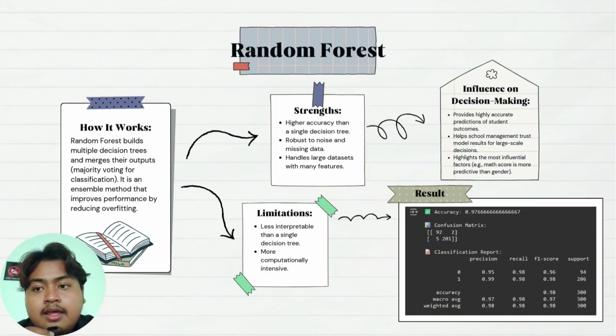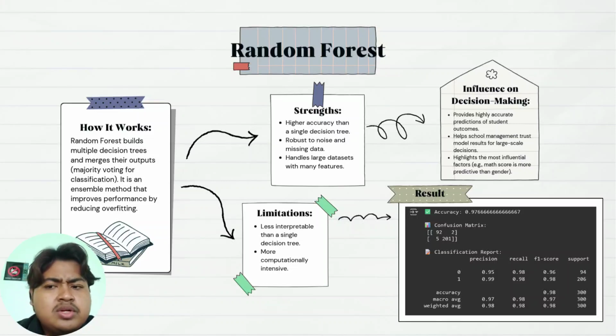However, the downside is that if the tree becomes too complex, it can start making errors on new or unseen data. Random forest is like a smarter, more powerful version of the decision tree. Instead of using just one tree, it builds many different trees and then lets them all vote on the final answer. This reduces the risk of error and makes the model more accurate and stable. In our project, it achieved 97.6% accuracy, which was the highest among all three models. It works really well with messy or large datasets, which makes it perfect for schools that have a lot of student data. The only drawback is that it's a bit harder to explain how the final result was made, since it combines so many trees.